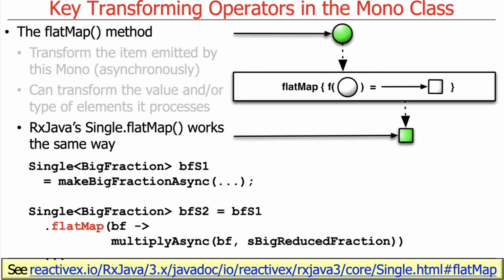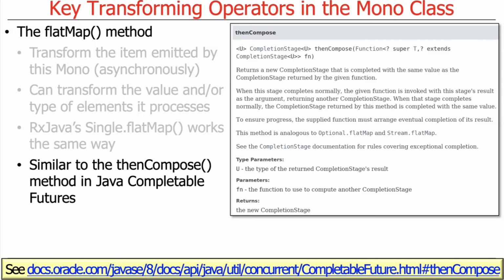RxJava has a flatMap method or operator in its Single class that works the same way as it does in Project Reactor, avoids nesting. Except this time it works with singles, not monos. This is also very similar to the thenCompose method that you've hopefully been getting a bit more accustomed to with assignment 3. There's a couple cases where you use variants of thenCompose, like thenComposeAsync. And again, the whole goal of that is to avoid nesting stuff.